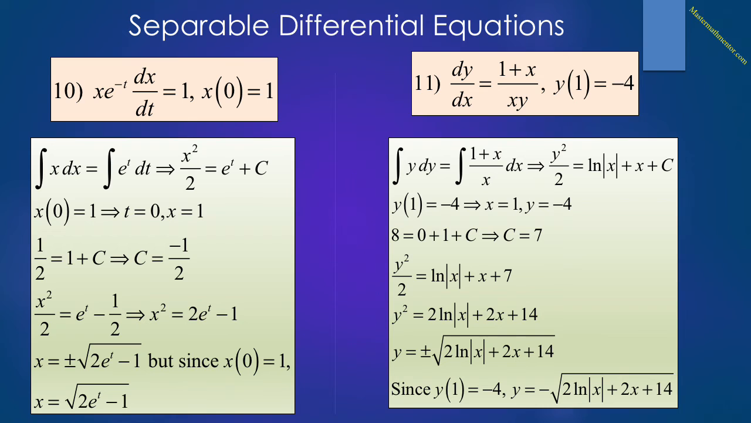Solving for y, we get y squared is equal to 2 natural log of the absolute value of x plus 2x plus 14. Or y is equal to plus or minus the square root of 2 natural log of the absolute value of x plus 2x plus 14. But since y of 1 is equal to negative 4, that means that when we take the square root, we need the negative square root. And therefore y is equal to negative the square root of 2 natural log of the absolute value of x plus 2x plus 14.